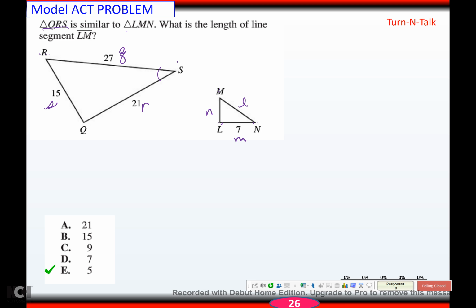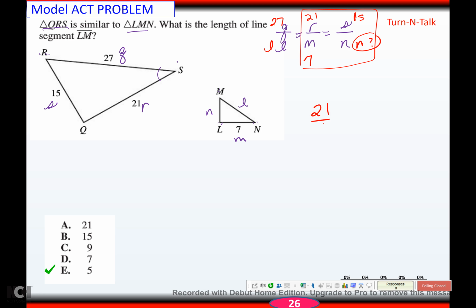And we know from this statement that little q is proportional to little l, just as little r is proportional to little m, just as little s is proportional to little n. All right, so if I plug in my numbers, I know that little q is 27, little l I don't know, little r is 21, little m is 7, little s is 15, and little n is I don't know. Well, this is the one I'm trying to find, so I'm going to use this proportion.